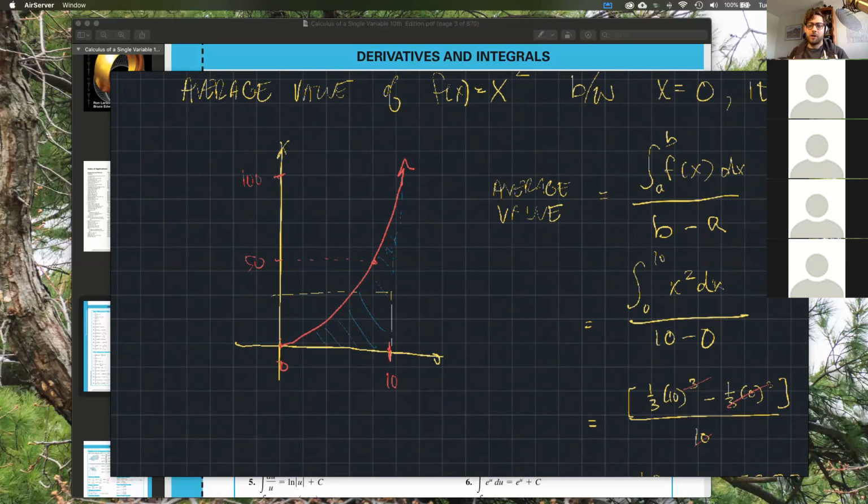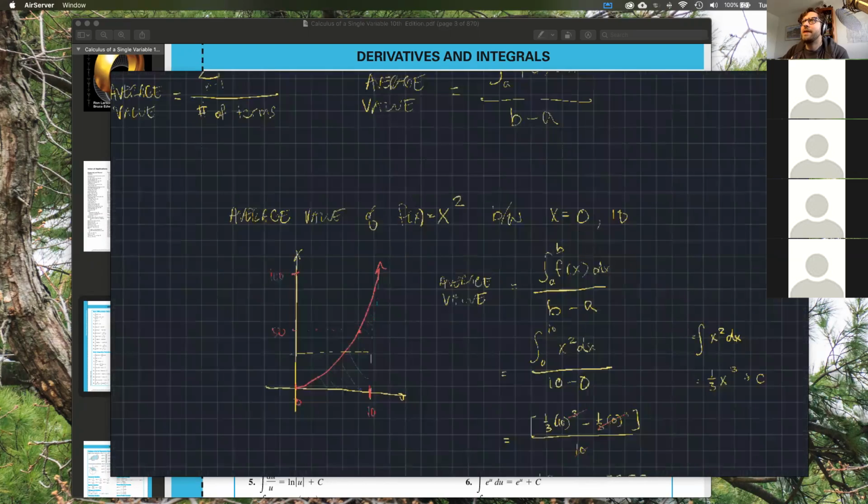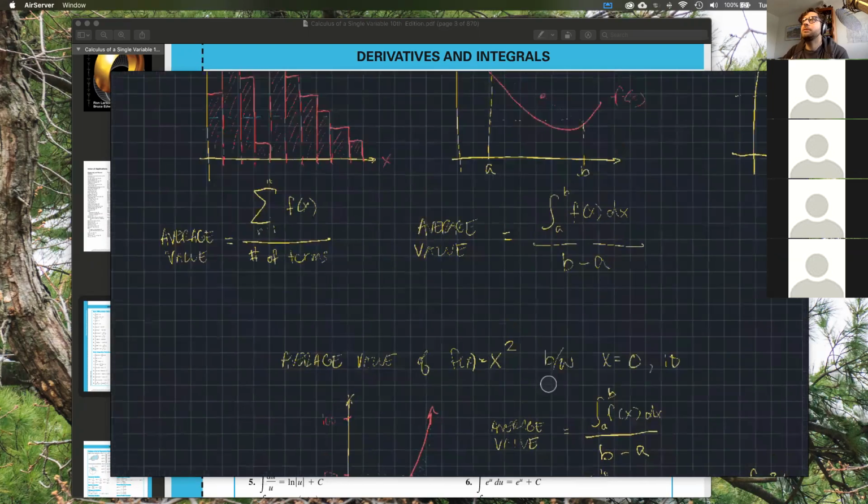A quadratic gets bigger faster the bigger the x values go. So there are going to be fewer big values and more small values, because it increases slowly at first and then fast later. So it makes sense that it's less than 50. Okay. Does that make sense? We see how we can find the average height of a function.